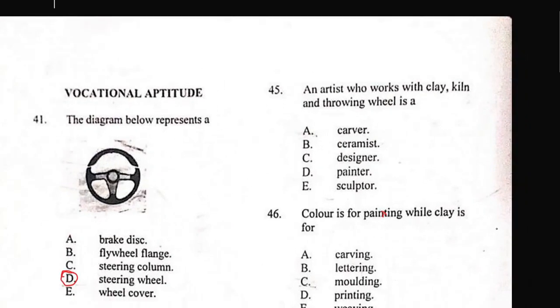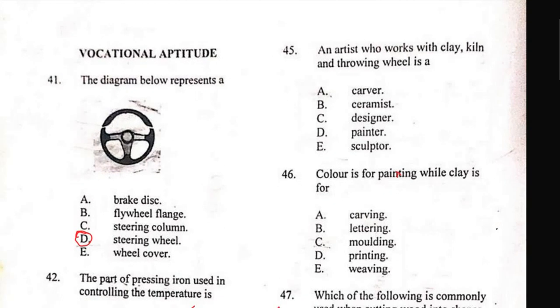Question 45 says, an artist who works with clay, kiln, and throwing wheel is A, carver, B, ceramist, C, designer, D, painter, E, sculptor. I've seen a lot of students mix up ceramist and sculptor, so it won't be new if someone picks option E, sculptor, as the correct answer. But the right answer is actually ceramist, which is option B.